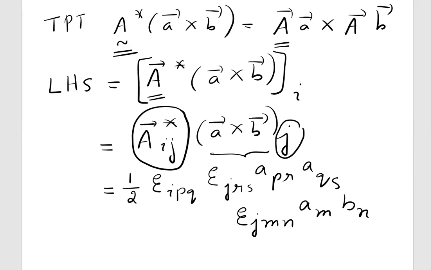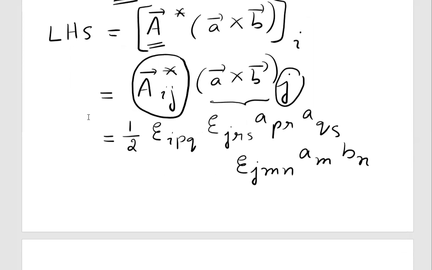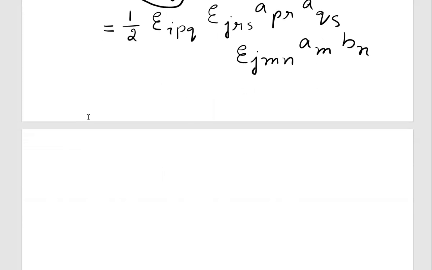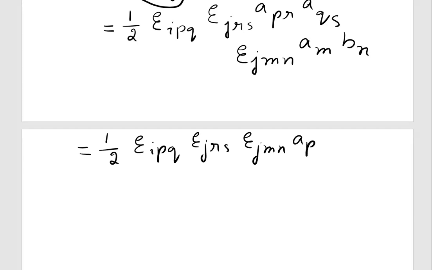Okay. Now in the next step, we'll write all the epsilons together. So that is equal to half. We'll write all the three epsilons together: epsilon ipq, epsilon jrs, epsilon jmn, a pr, a qs, a m, and b n. We have written all of them together.